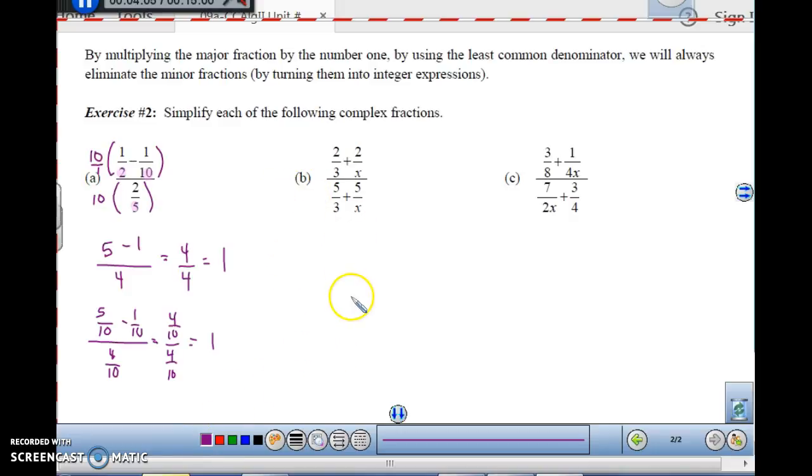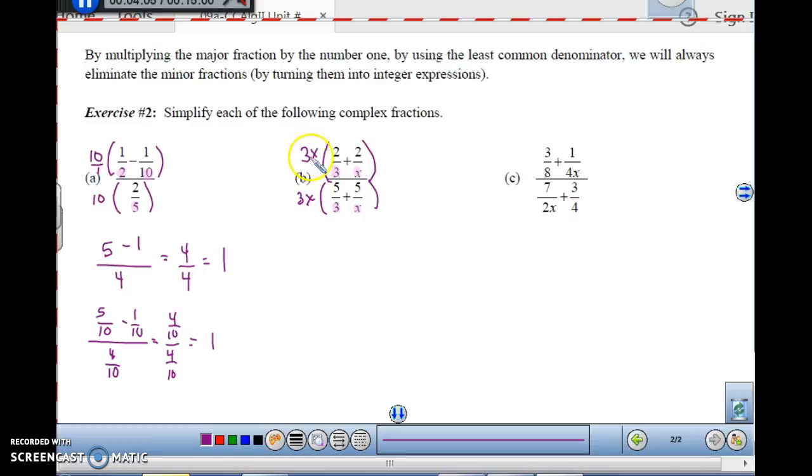Okay, let's try letter B. What is the common denominator for this entire thing? All right, look at your denominators. You have a 3, an x, a 3, and an x. So your common denominator is going to be 3x. So I'm going to multiply both the numerator and the denominator by 3x.